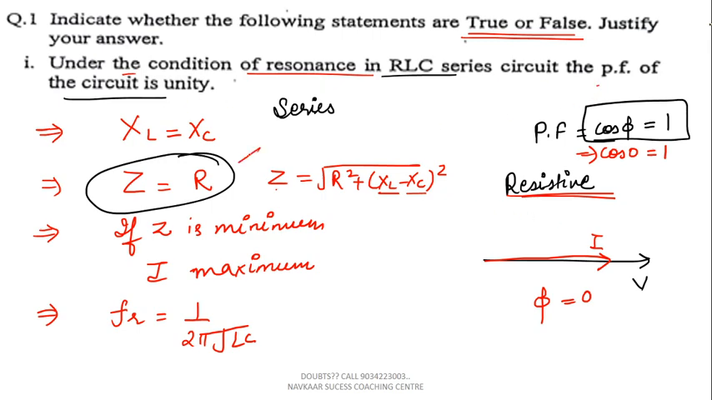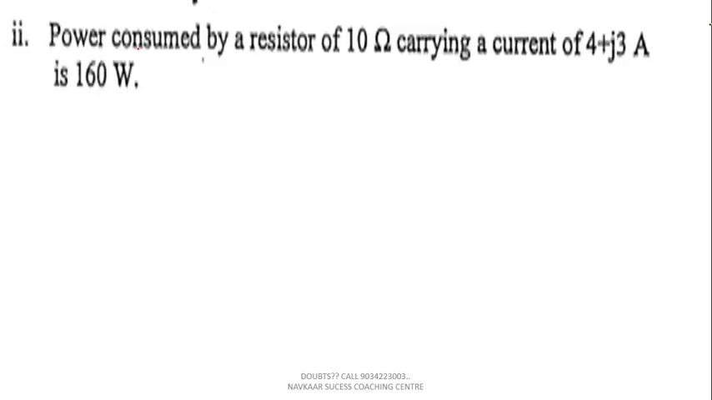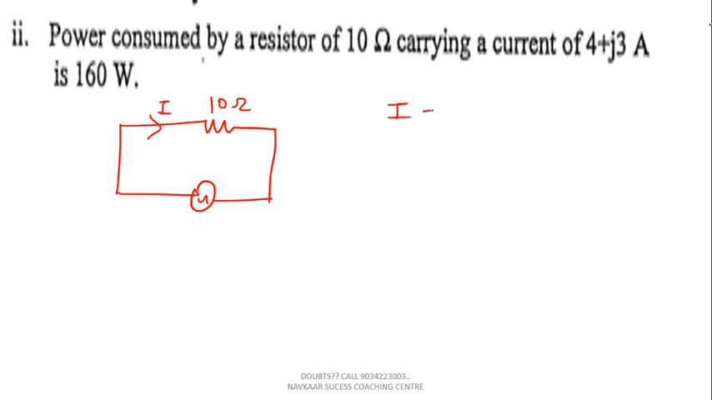You can see that we have used the condition Z is equal to R, because in a resistive load, current and voltage are always in the same phase. That's why the phase angle phi value is 0, cos 0 is 1, that is, the power factor is unity. Next question: power consumed by a resistor of 10 ohm. Let us draw the diagram first. We have one resistor of 10 ohm, and we have given an AC supply, and the current flowing through it is I equal to 4 plus j3 ampere, and they said the power is 160 watt.